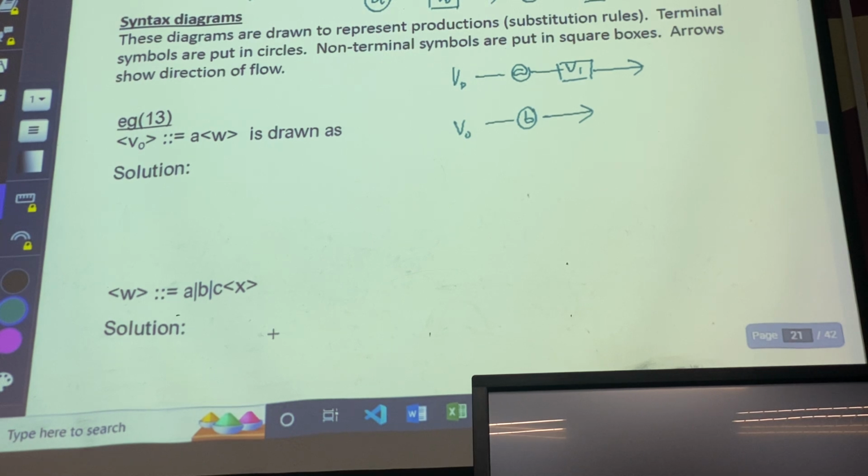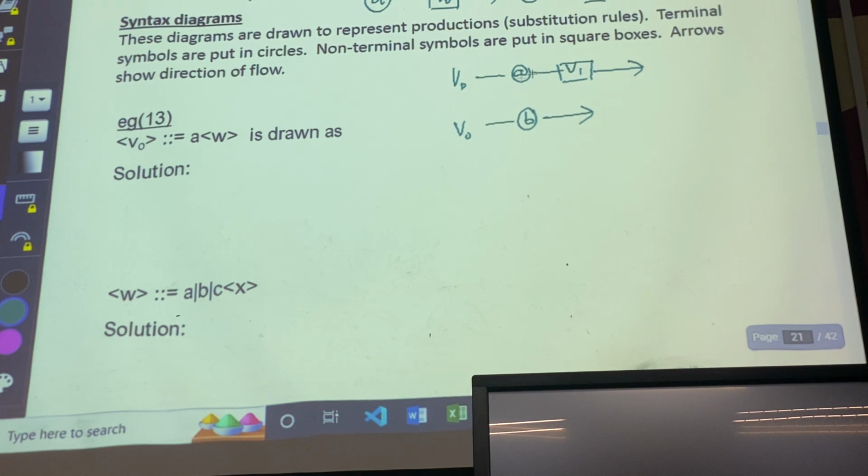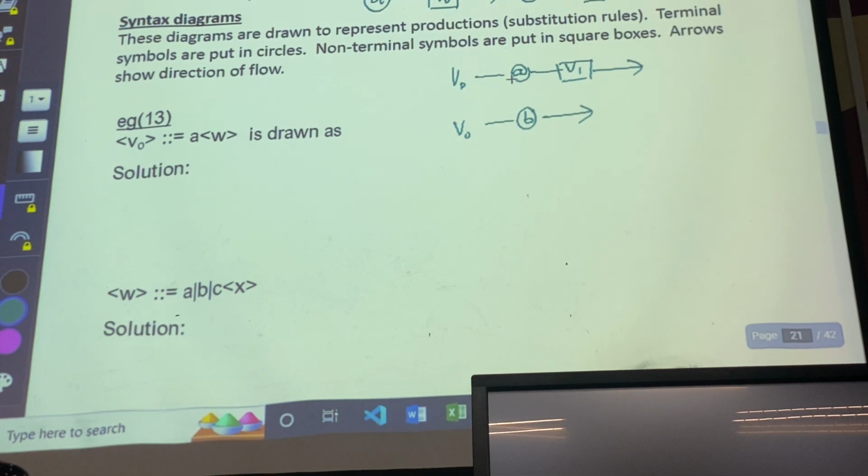Even though both of them substitute from V0, you can separate them to two different diagrams. One is A, V1, one is B, like this. For syntax diagram, you can separate them. Later on, if we want to draw all in one, that one we need to combine all. So now we look at syntax first.